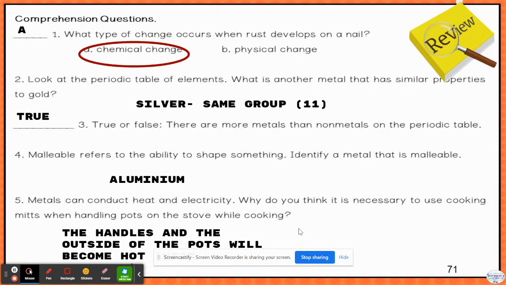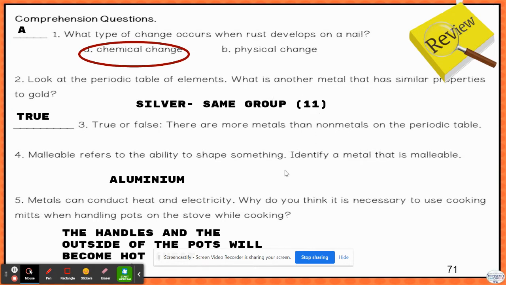The comprehension questions: what type of change occurs when rust develops? That's a chemical change. Look at the periodic table. What is another metal that has similar properties to gold? I picked silver. You could pick anything that's in that same group.